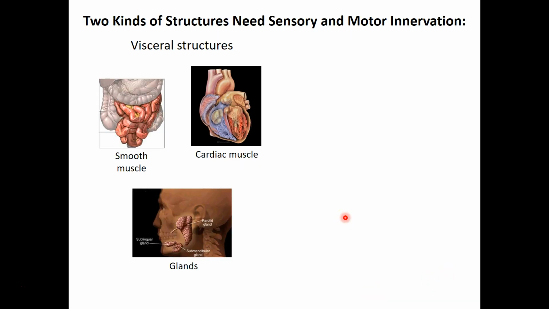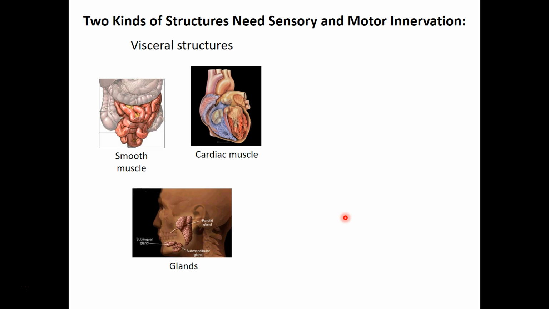So now that we've talked about the types of innervation, we can think about the kinds of structures that need sensory and motor innervation. There are lots of different kinds of structures throughout the body, and the pathways of innervation are very different depending on whether we are talking about what we call visceral structures that I'm showing you here, or another type of structure that we'll talk about in a minute.